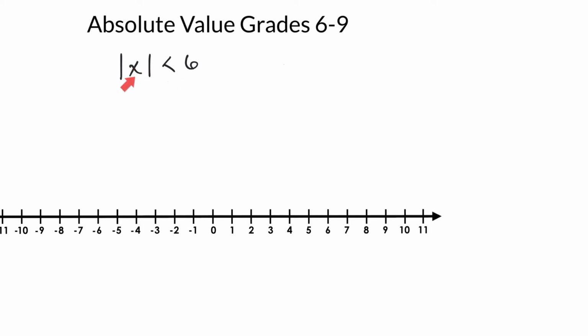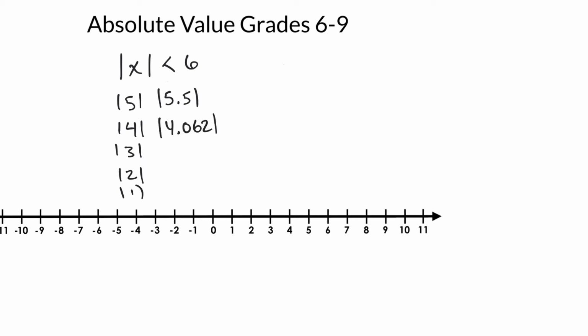Well, what number could fit there? We could take the absolute value of 5, and the absolute value of 4, and the absolute value of 3, and the absolute value of 2, and the absolute value of 1, and 0, and so on. But man, you could take the absolute value of 5.5 too. That's smaller than 6. Then 4.062. The absolute value of that is smaller than 6. There's a lot of answers to this.